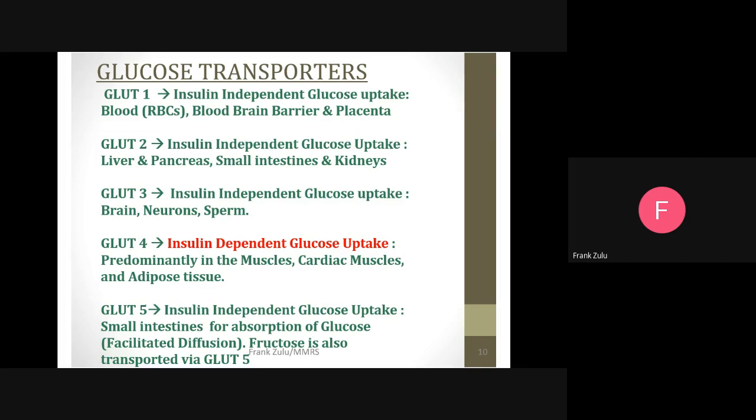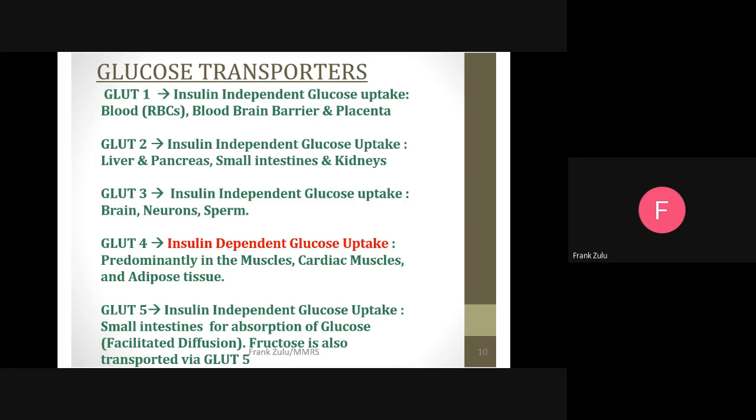The GLUT2s, they are the ones you get to find in the liver and the pancreas. I'll come back to the pancreas, and we'll talk about it in detail because this is now endocrine. Then you also find them in the small intestines and the kidneys. If you were in class, because you wrote your test 3, it means you are up to date.